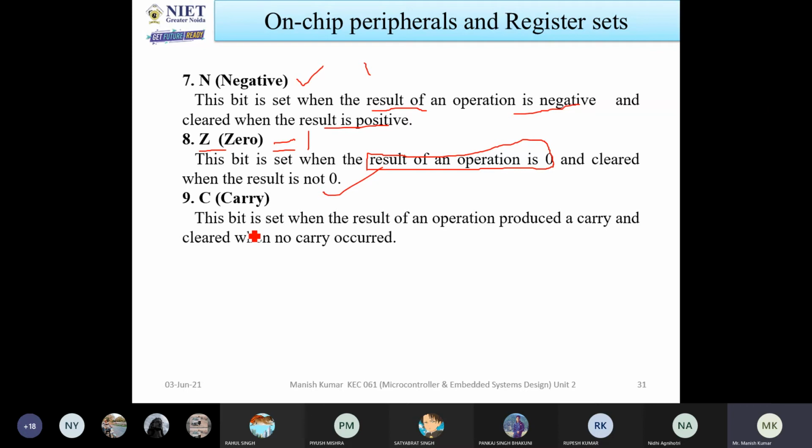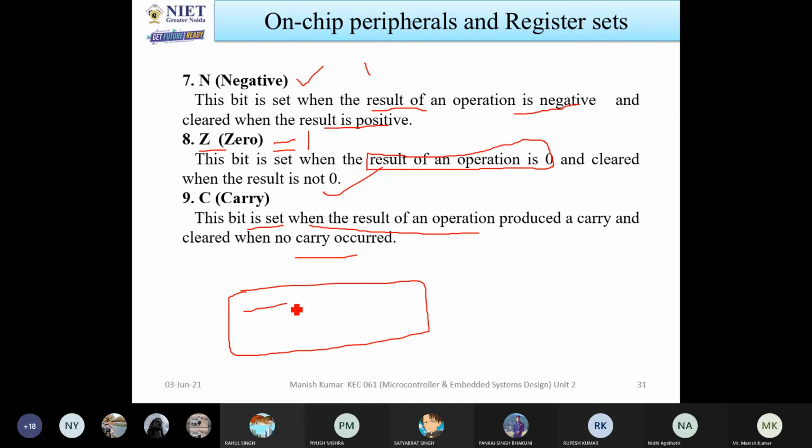The carry flag is the same. This bit is set when a carry is generated, and if the carry is not generated, it is reset. So what actually happens is that the controller performs some operation and after the operation gets some value. With this value, these flags are set or reset, so that the microcontroller understands the status of the output. That's it. This is the job.